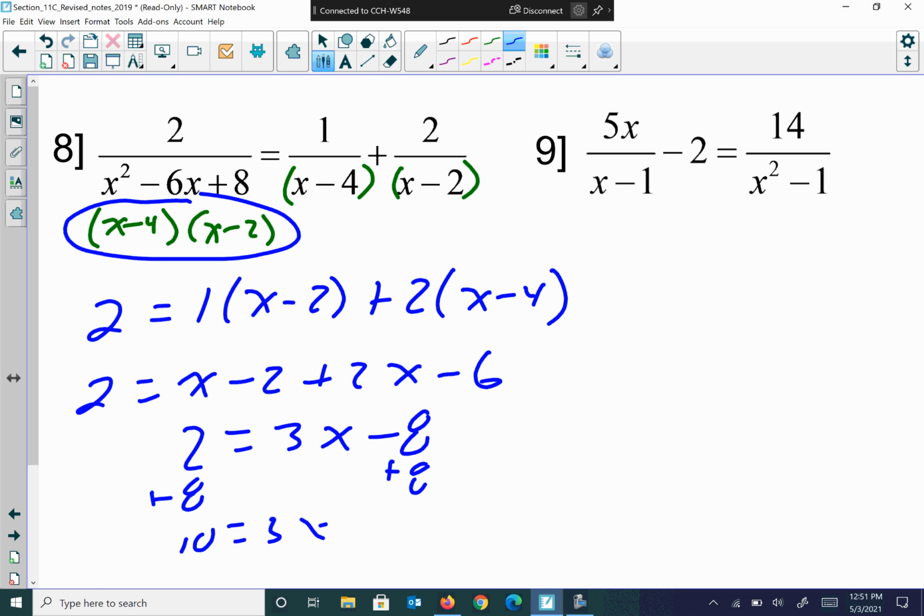Ten equals 3x. So x equals 10/3. If I plug 10/3 in to any of these zero or any of these x's, it's not going to give me an undefined term, so that's my solution.